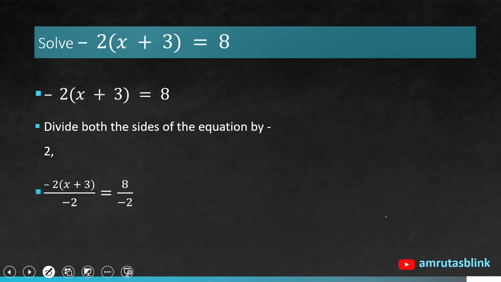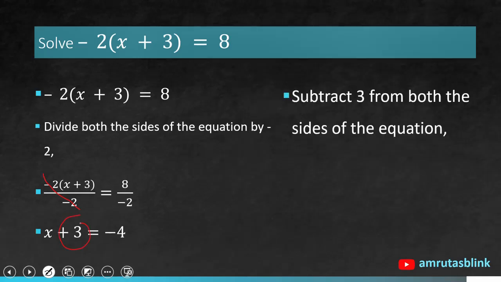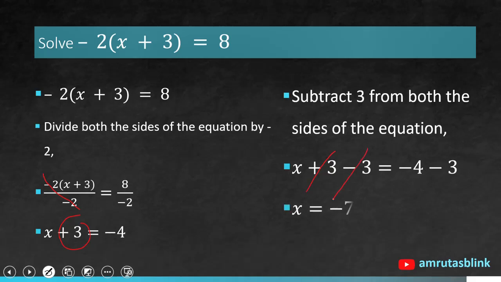So minus 2 into x plus 3 upon minus 2 is equal to 8 upon minus 2. Minus 2 will be cancelled. So x plus 3 is equal to 8 upon minus 2, which is minus 4. Now we need to remove this plus 3. We need to subtract 3 from both the sides of the equation. So x plus 3 minus 3 is equal to minus 4 minus 3. Plus 3 minus 3 cancel. x is equal to minus 7 is our final answer.